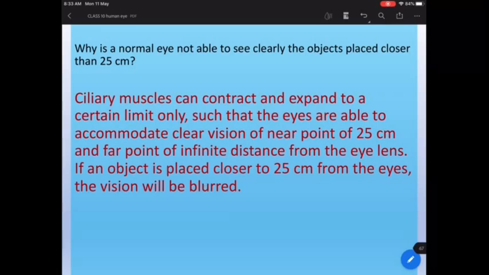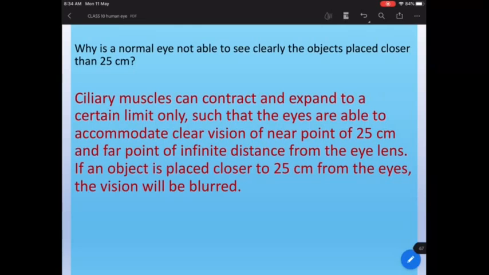And what are those limits? Those limits are only such that we are able to focus objects between 25 centimeter and any distance up to infinity, right? Between that range only, the ciliary muscles are able to contract or expand. Suppose we keep the object very, very close, closer than 25 centimeter. Because the ciliary muscle is not able to contract or expand any further, the object will become blur, right? The vision will become blurred. So that is the reason, because it has only certain limits to which it can contract or expand.